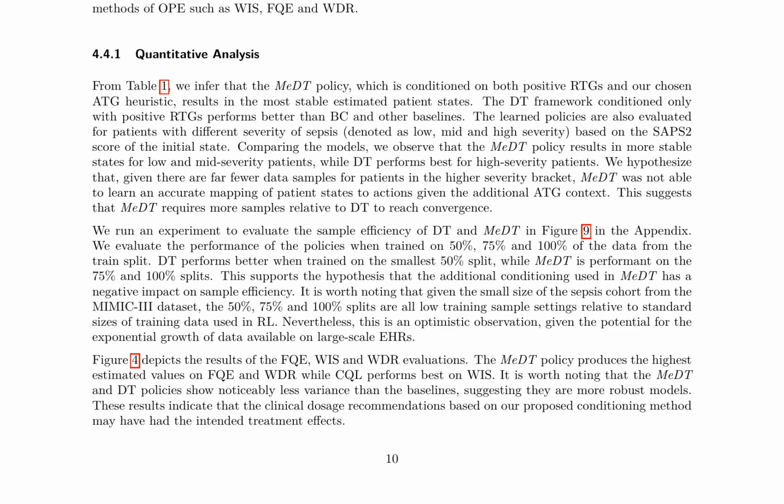Off-policy evaluation methods, including FQE, WIS, and WDR, are used to assess policy performance, with results presented in Figure 4. MeDT produces the highest estimated values on FQE and WDR, while CQL performs best on WIS. Notably, MeDT and DT policies exhibit less variance than baselines, indicating they are more robust models.